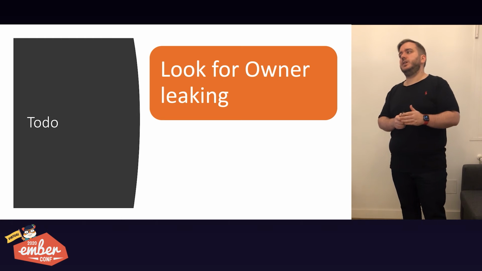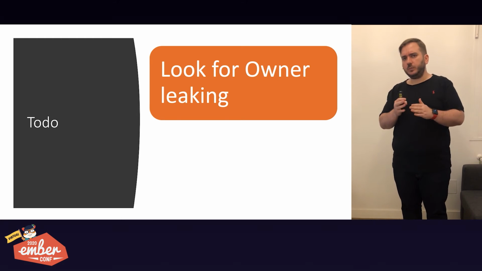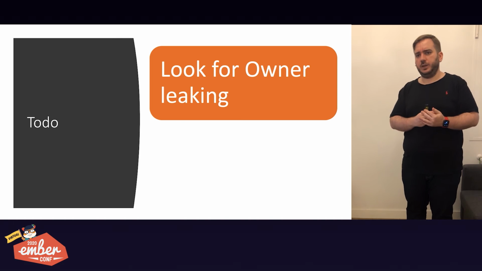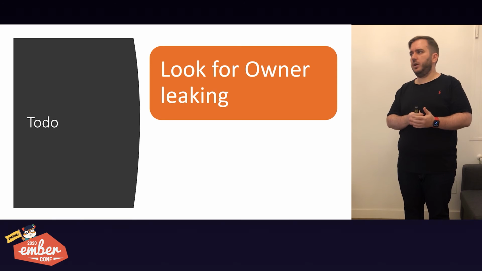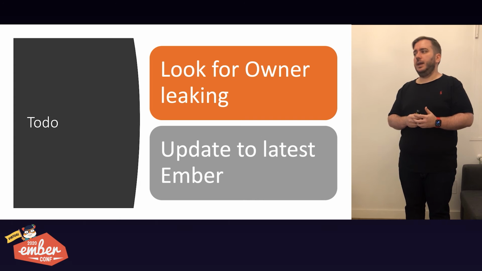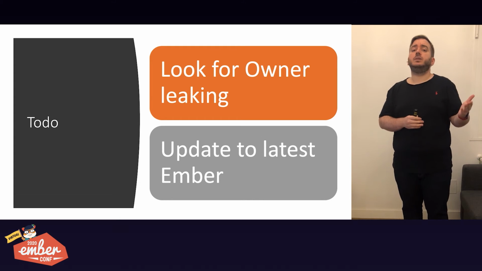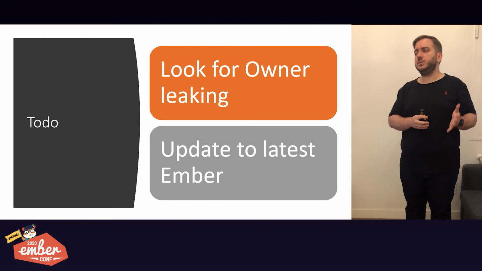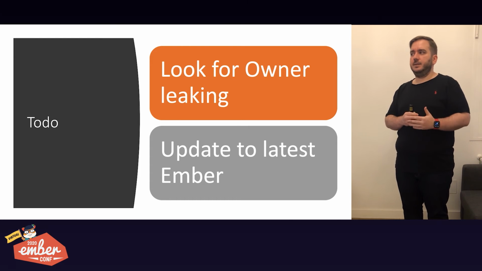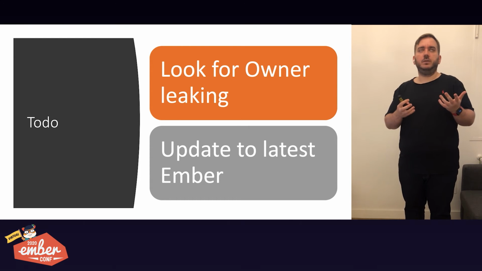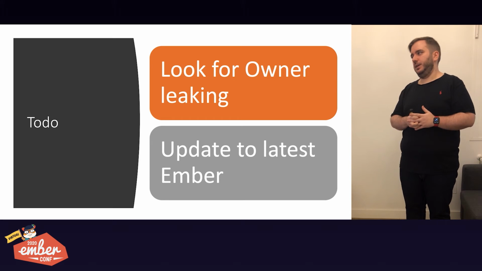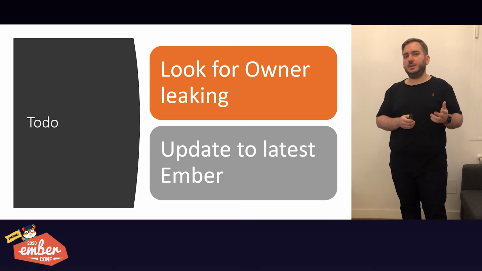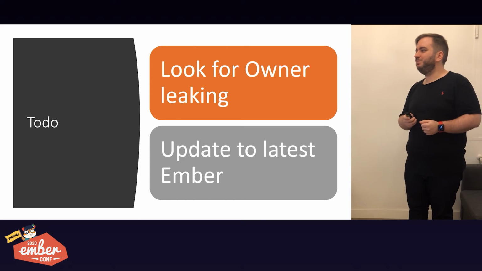we have 2 approaches. The first one is look for owner leaking. Owner is basically the public API of the container. So we might be leaking the container somewhere. Might be our code or some of our dependencies. And also update to latest Ember. We were not in the latest Ember because of reasons I cannot disclose, but that's the other approach. Maybe, hopefully, sorry for the Ember core team, but hopefully the leak was there and it was not our fault. Spoiler alert, we don't know.